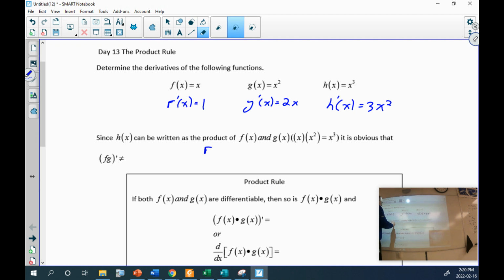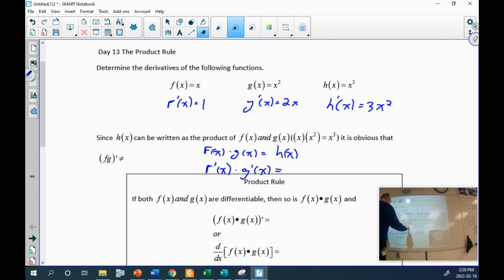And we can see that if I do f of x times g of x, I'm going to get h of x, right? X times x squared gives me x cubed, very basic. However, f prime of x times g prime of x does not give us h prime of x. Right? What we have here is 2x does not equal 3x squared. So that shows that when we have the multiplication of f times g, its derivative does not equal f prime of x times g prime of x. Okay? It does not work.